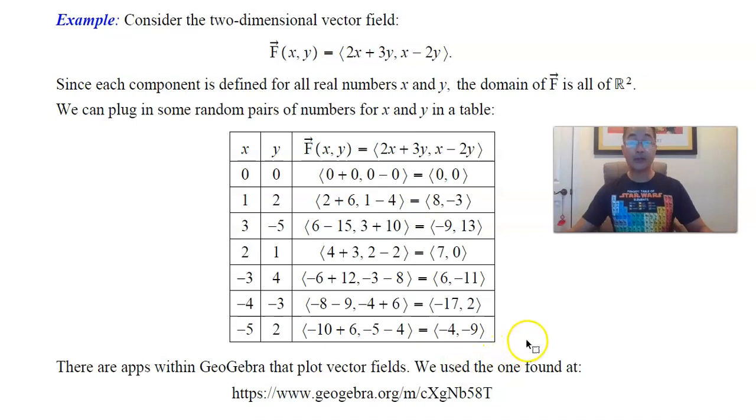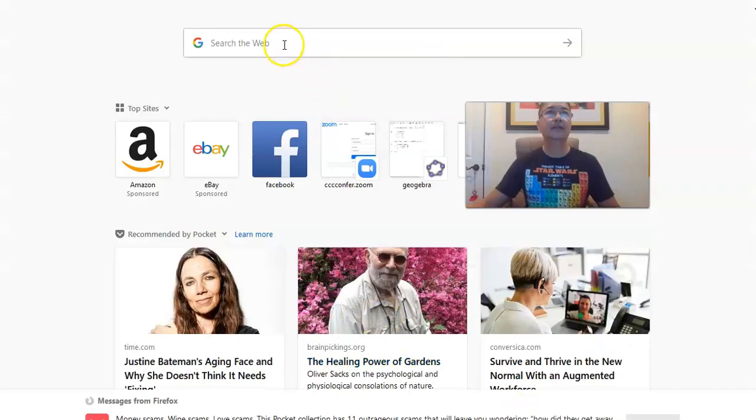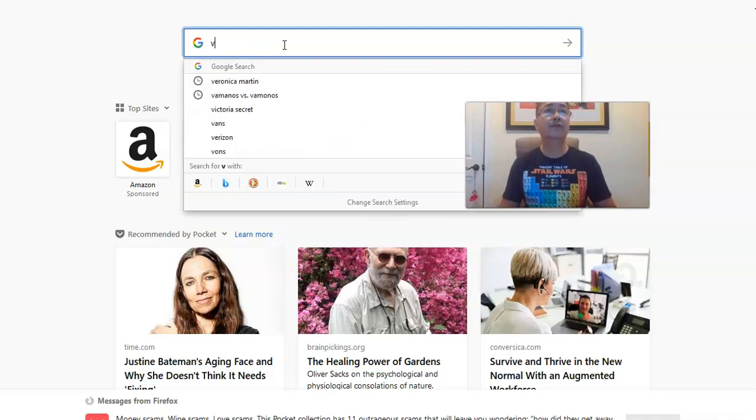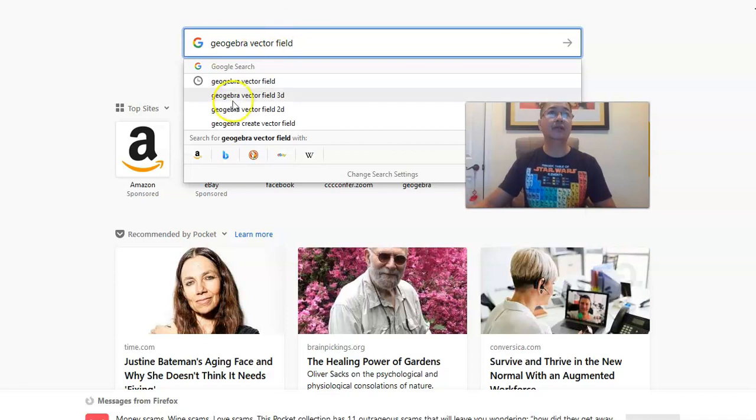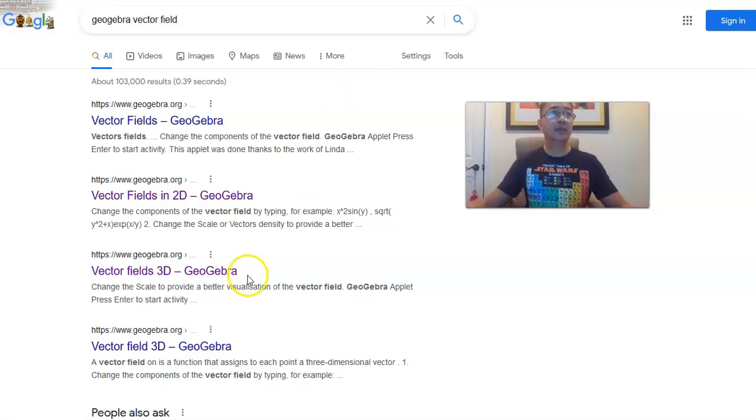Now I'm going to show you on the internet how to find the 2 apps that we're going to use. Just search on the web. You can use Google, and we will look for GeoGebra and vector field. I've obviously looked for it before, and the results will give you these over here. These are the 2 apps that we are going to use. Let's look at the first one.